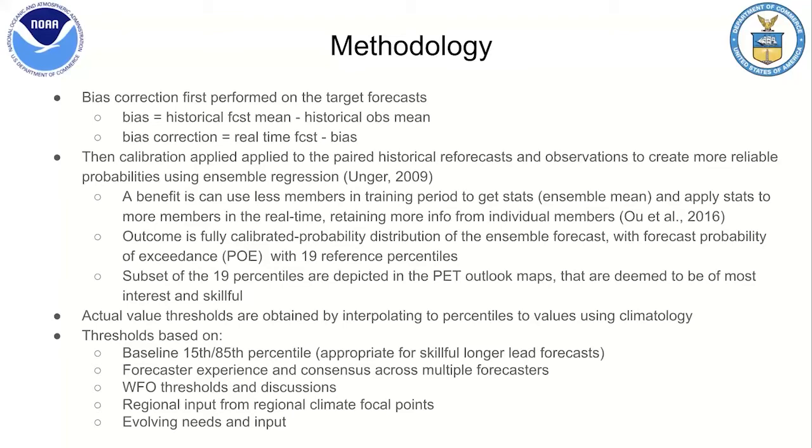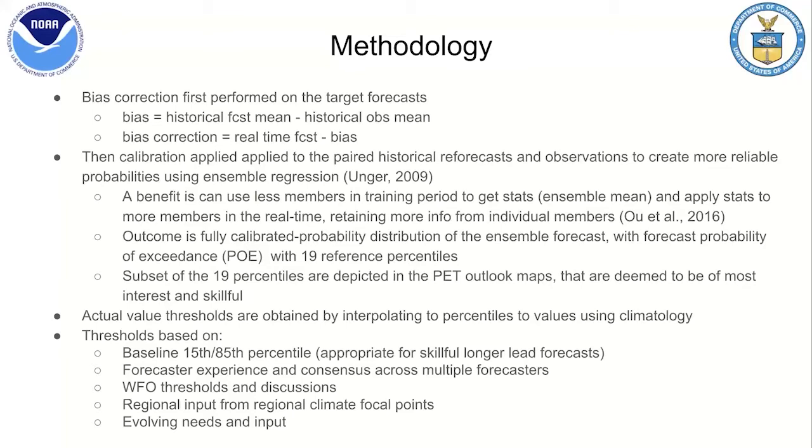One reason why we use ensemble regression as the technique, which was created by Dave Unger in 2009, is that a big benefit of this technique is that when you do the training and get your stats, you can use fewer members in the training period, which is usually the case when we get a reforecast. It's usually far fewer ensemble members than in real time.